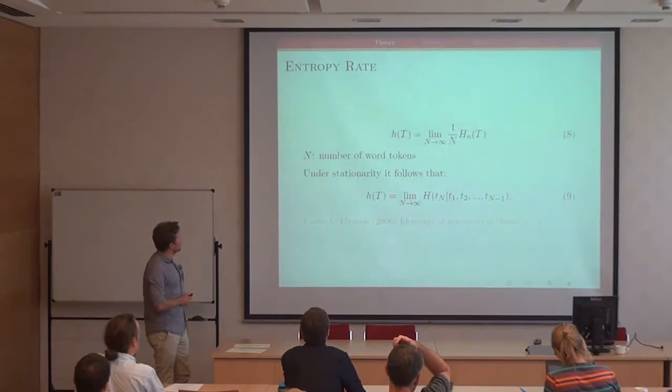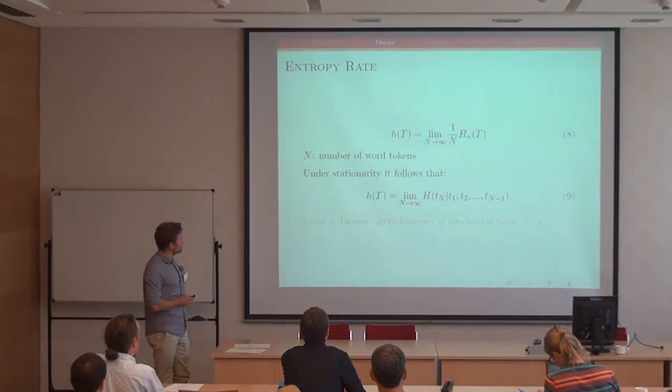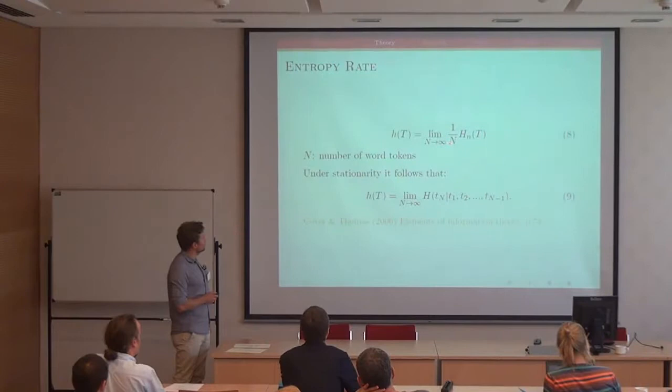Now, the entropy rate, this comes from Cover and Thomas. So the entropy rate here is defined as, this is the number of word tokens, and as it goes to infinity, the limit of 1 divided by the number of tokens, and the entropy for a specific gram, in our case, would be the unigram. This should be small n in both cases, lowercase n. If this is the entropy of the n-gram, I think we use small n because this stands for unigram, bigram, trigram.